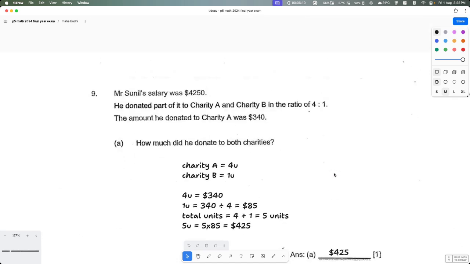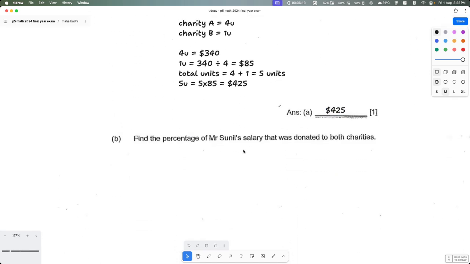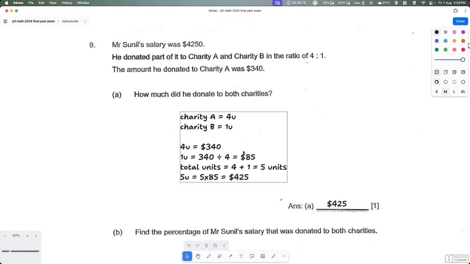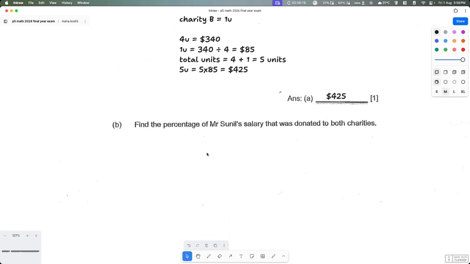Part B, right? 9B. Find the percentage of Mr. Sunil's salary that was donated to both charities. Okay, so basically salary is equal to dollars 4250, and then donation is equal to dollars 425. So percentage of donation of salary is equal to basically we will have 425 divided by 4250.